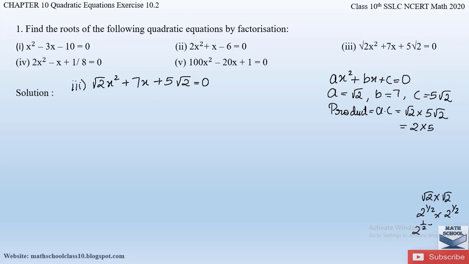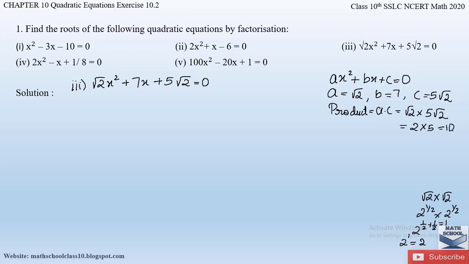That is 1 by 2 plus 1 by 2. What is half plus half? That is nothing but 1. So 2 power 1 is equal to 2. Root 2 into root 2 is nothing but 2. So we have written that here. Root 2 into root 2 is 2, into 5, that is 10.